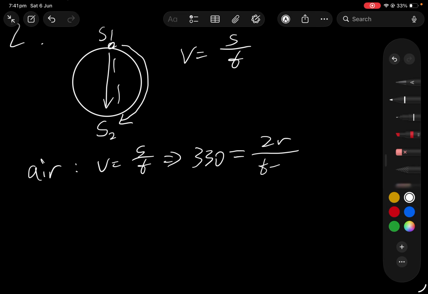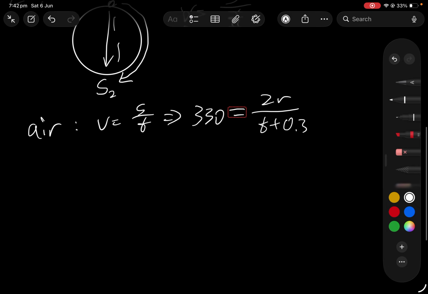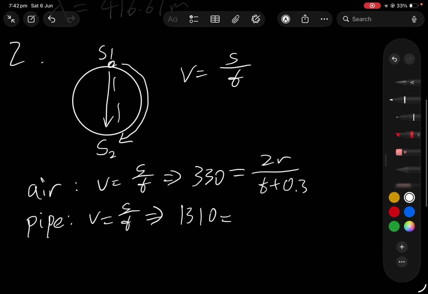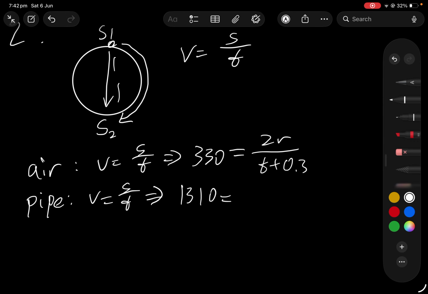So the air time should be time plus 0.3, because it takes longer. And through the pipe, velocity still equals distance over time. So velocity is 1,310 equals the circumference divided by 2. The circumference is 2 r pi, divided by 2 is just r pi. So r pi over time. Let's not use t because we already have t here, so we'll just use x.